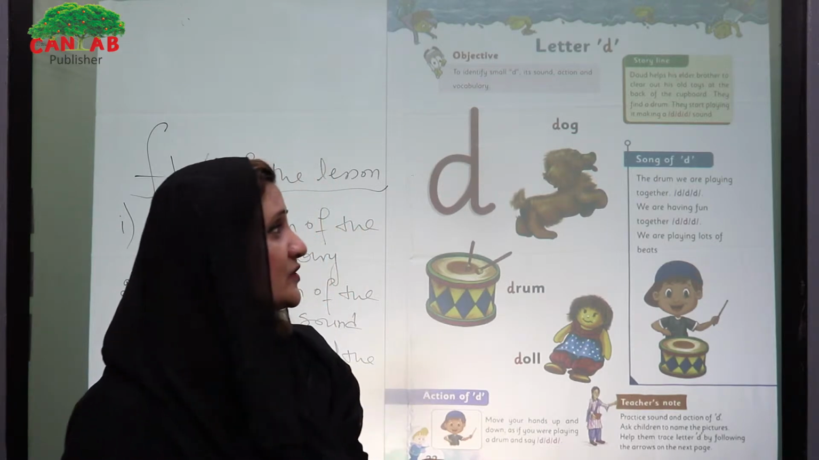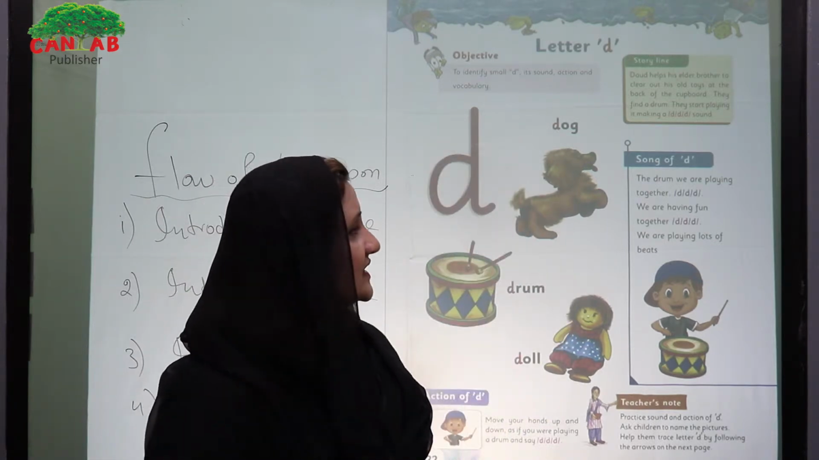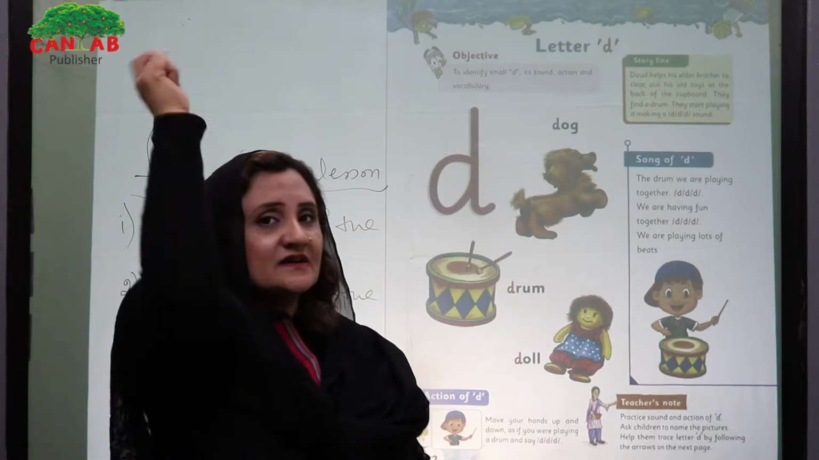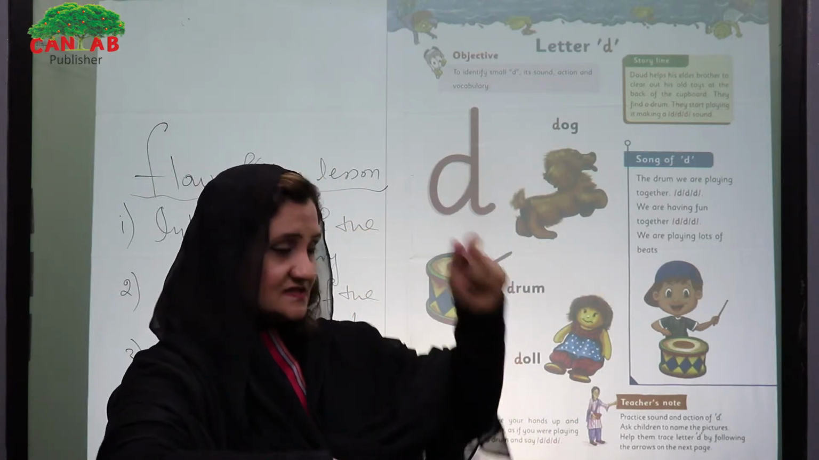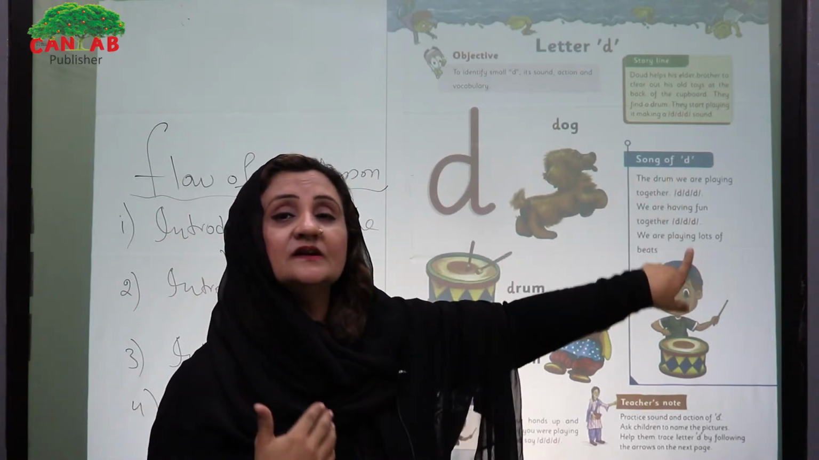Here you can sing the song of letter D as it is given in the book. The drum we were playing together, duh, duh, duh. We are having fun together, duh, duh, duh. This is the action, and what you are singing is the song of letter D.